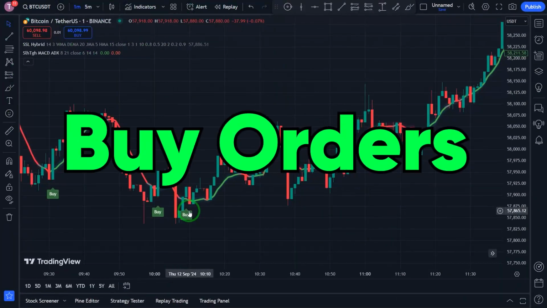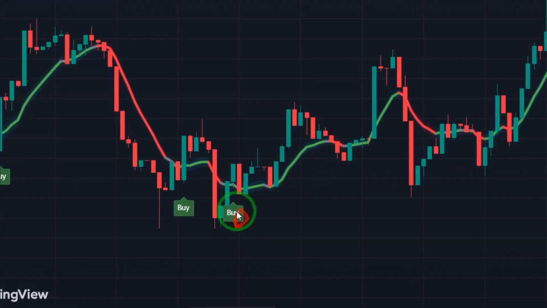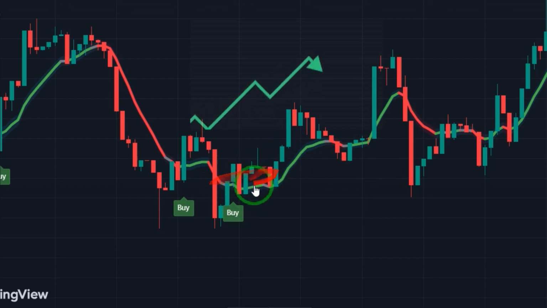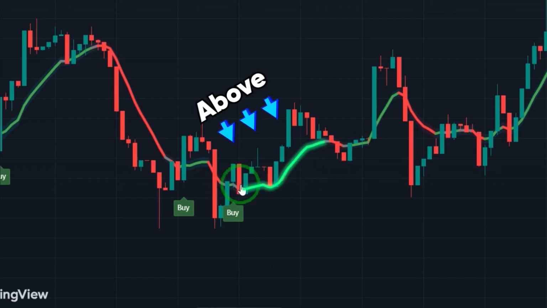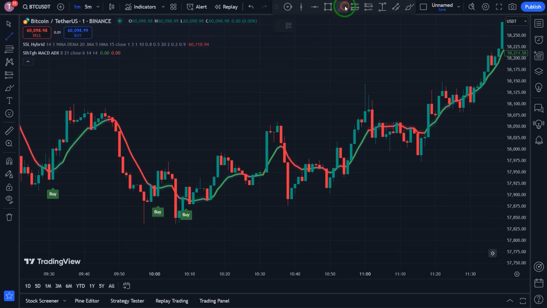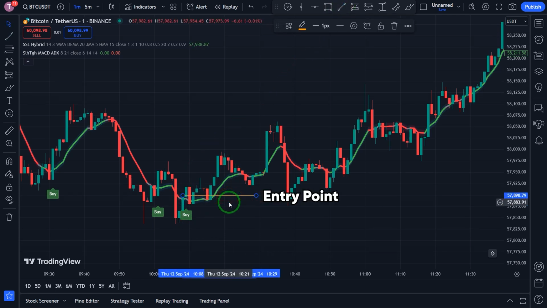We start with buy orders. First, we need to make sure that we are in an uptrend and that the price is increasing. To do this, we look for points where the SSL indicator is green and the candles are above its line. Now we need to look for a buy signal at this point. Once you find it, you can choose that signal as an appropriate entry point for the trade.